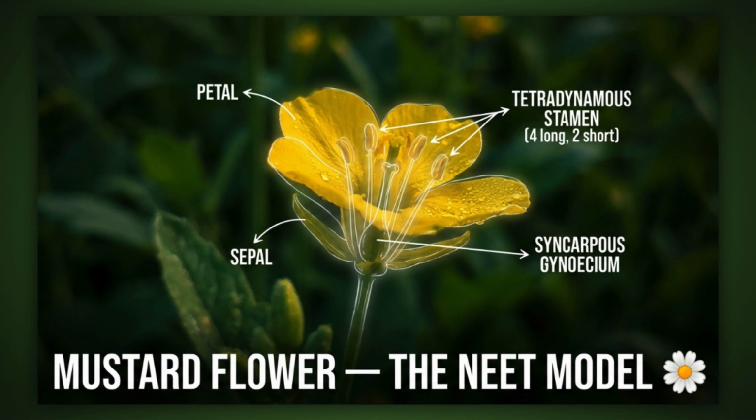Androecium, 6 stamens, 4 are long, 2 are short. This specific arrangement, 4 long plus 2 short, is called tetradynamous. You must know this word. Gynoecium, 2 carpels, fused together. This is called syncarpous, bicarpellary. The ovary is superior.